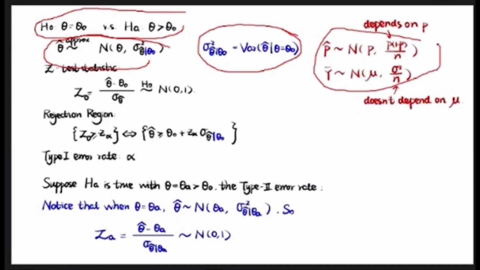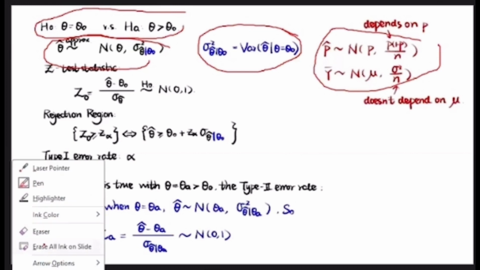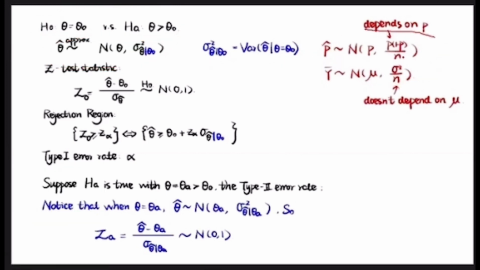The estimator for proportion is actually the p-cap, and we believe that under a sufficiently large sample size, the p-cap will follow normal distribution with the mean of that and the variance of that. As you can see, the variance of p-cap depends on the parameter p. But when you make use of the y-bar, which is another estimator for the mean, that does not depend on mu. I just wanted to take note of that.